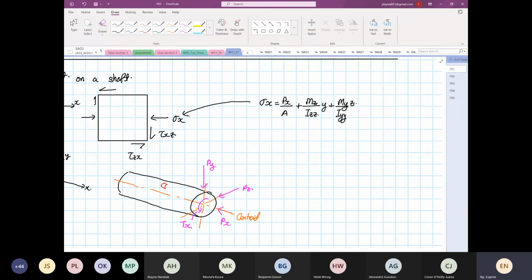Now we know that this is induced due to axial loading. So this is under axial. And over here, this term is due to bending moment.